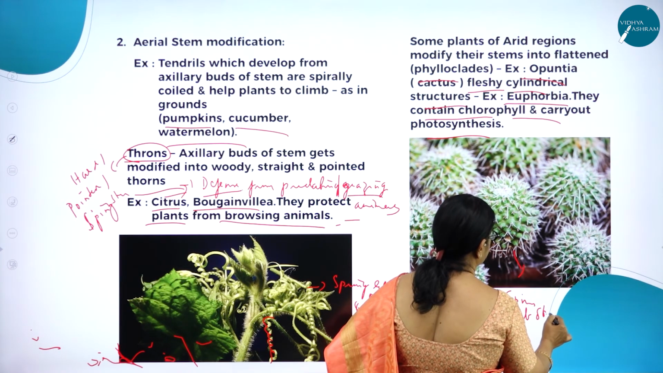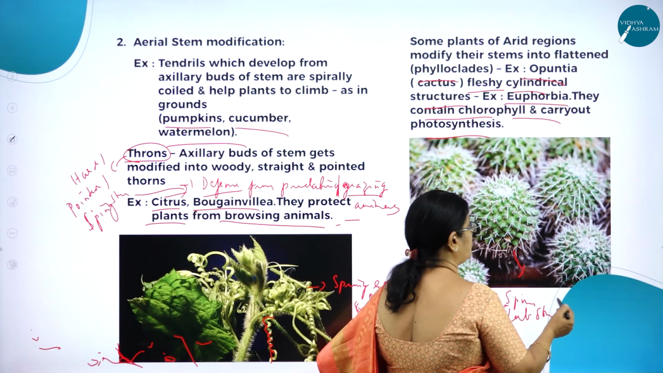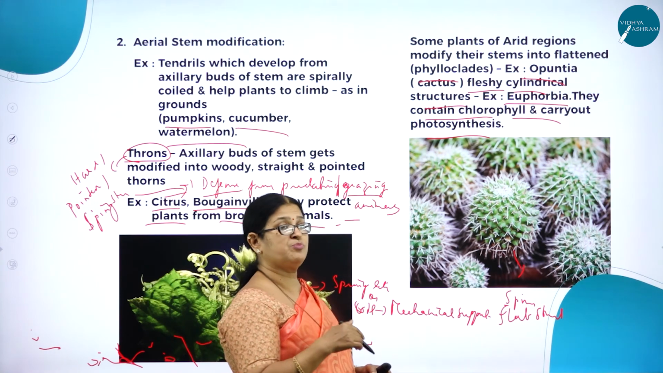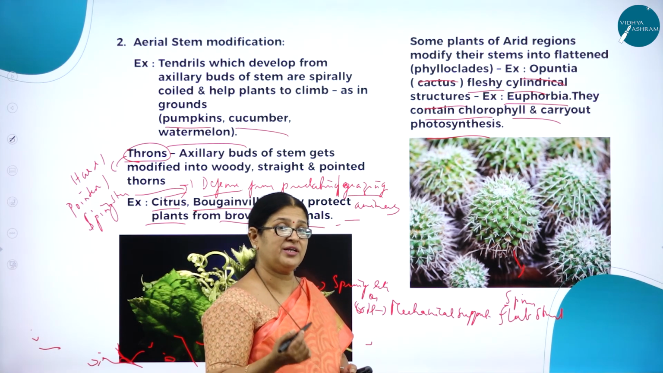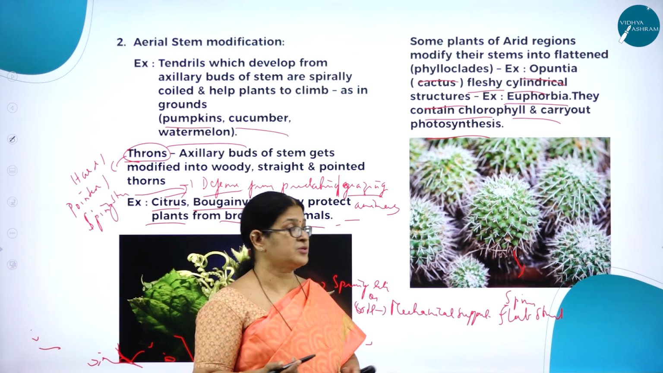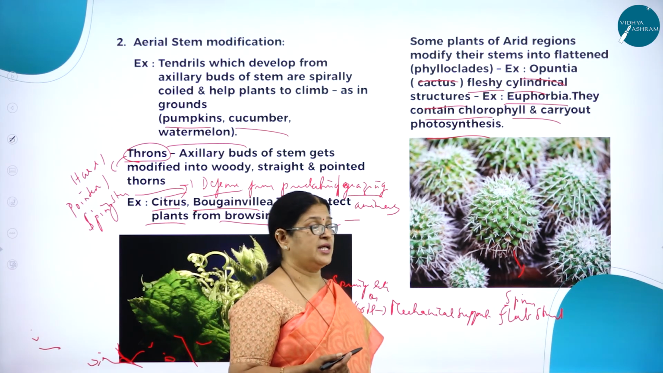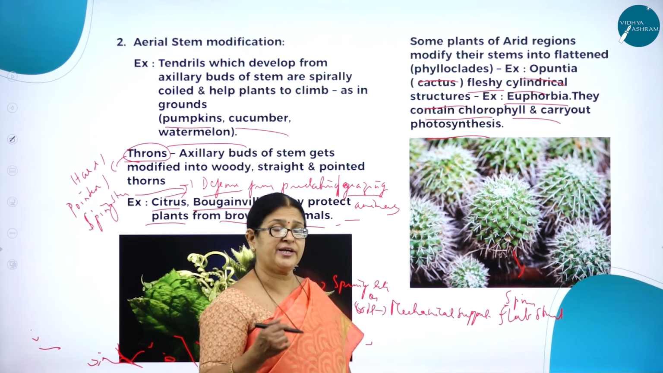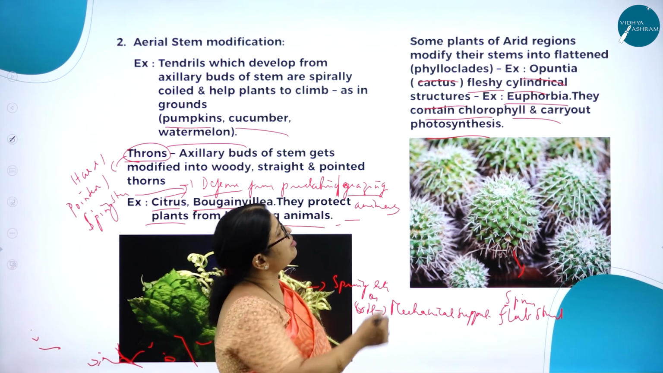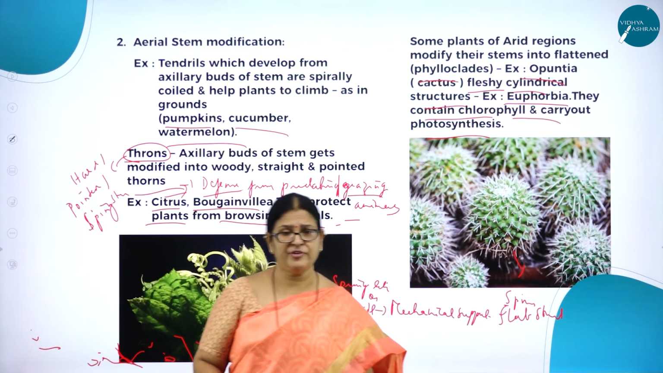They are also modified for photosynthesis. Here you don't find the leaf. The stem itself is modified into a leaf to carry on the process of photosynthesis. Hence it is green in color. And why is it spiny? To protect itself from the grazing animals, from the browsing animals. Right? All these are the modifications of stem.